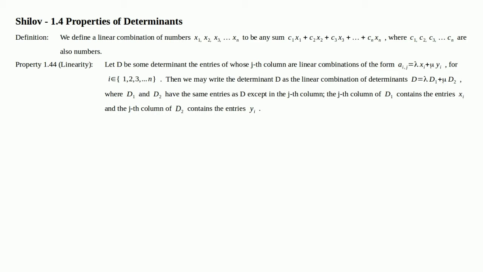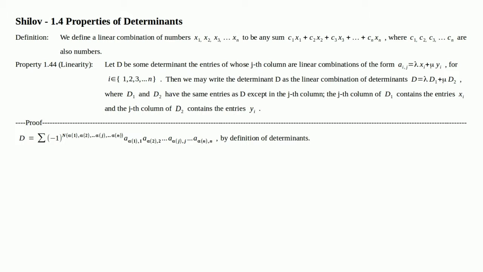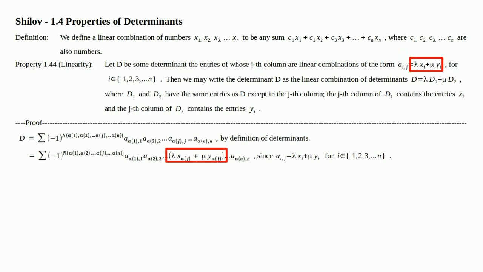Okay, here's the proof. So D is equal to a determinant, and that's just the definition of determinants. That's what a determinant is. Get used to it. But that is equal to the same thing, except we've substituted for a sub alpha j, because that entry is in the jth column, and everything in the jth column is a linear combination of x's and y's. We can write that as lambda times x sub alpha of j plus mu times y sub alpha of j.